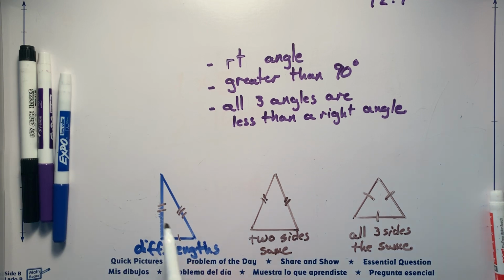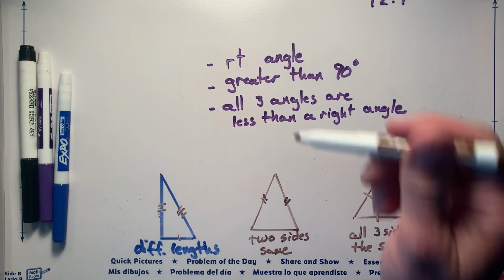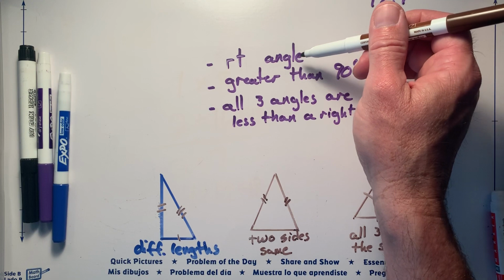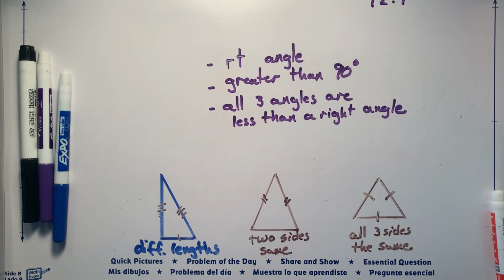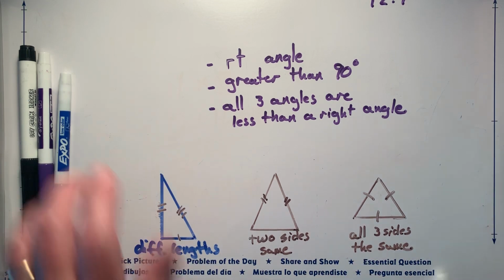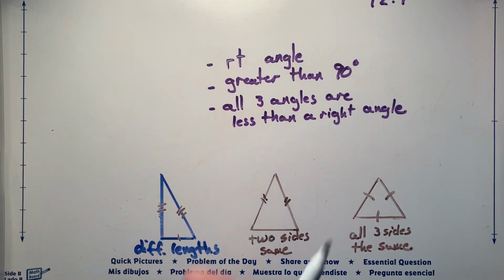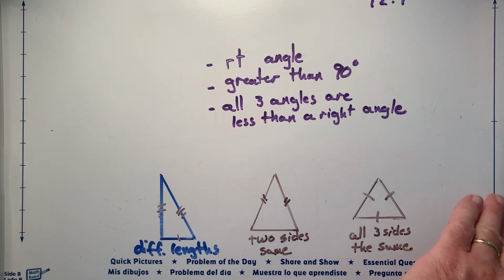So here we have checked the triangles based on their sides. Here we have different lengths for all 3 sides. Here we have 2 sides the same length. And here we have all 3 sides the same length. 3 different types of triangles. Again, up here with angles, we have a right angle, we have a greater than 90 degree, and we have all 3 angles less than a right angle. So let's take a look at identifying some of these triangles with these traits.